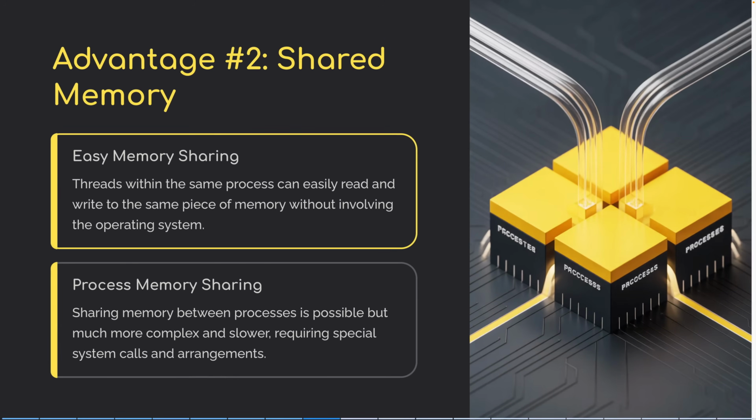Memory, the second advantage: shared memory. So you have a process and you can easily share the memory. Threads within the same process can easily read and write to the same piece of memory without involving the operating system. Whereas with processes, memory sharing is possible, but it is very complex and slower, requiring special system calls and arrangements. That's why thread memory sharing is very easy.